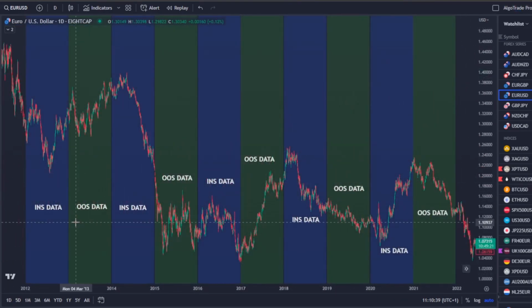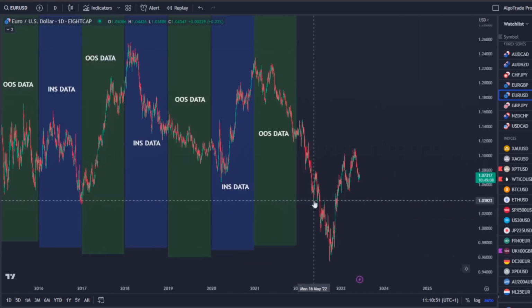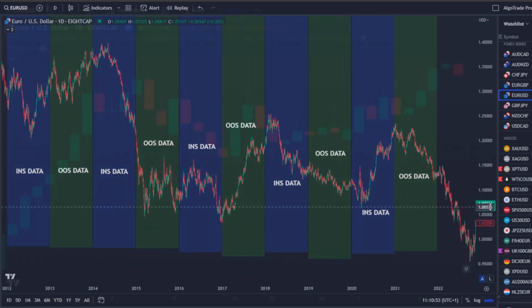To be even more precise in the consistency of the strategy, I will divide these 10 years into 2 samples, an in-sample data formed by the even years and an out-of-sample data formed by the odd years. I will save the 2022 and 2023 data for the forward test stage.